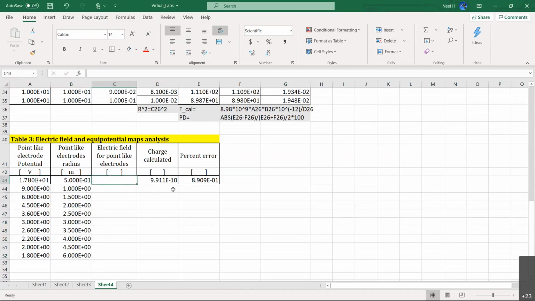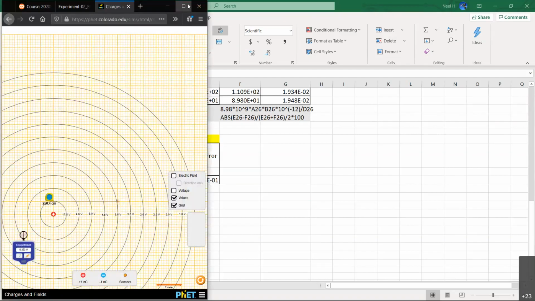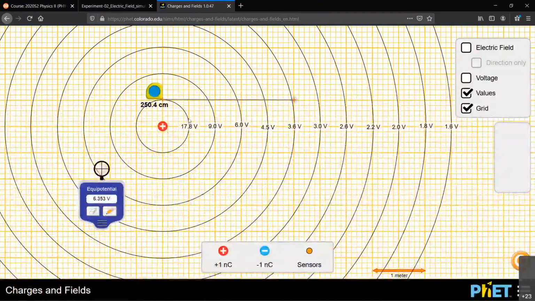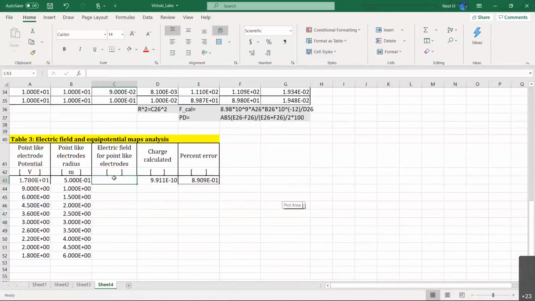Now, electric field, remember, I can do only between the equipotential lines, right? So I can't do the first equipotential line. I can do between first and second, second and third, third and fourth, and so on, right? So on this data table, first, I can't do anything here for the electric field, but here I can do.